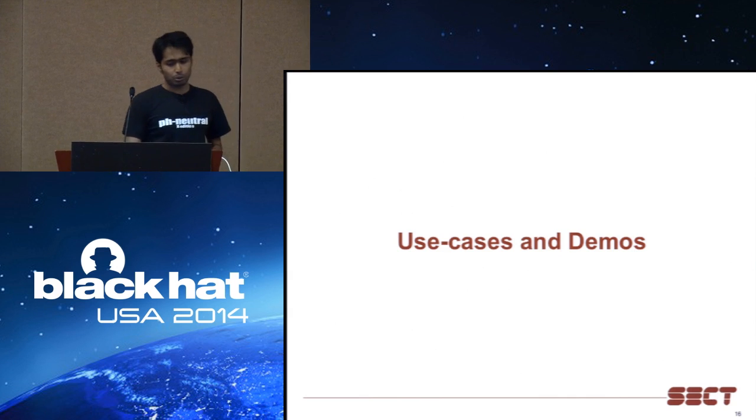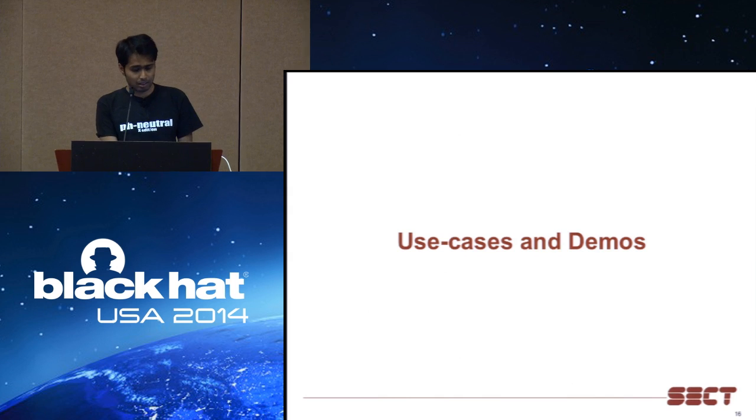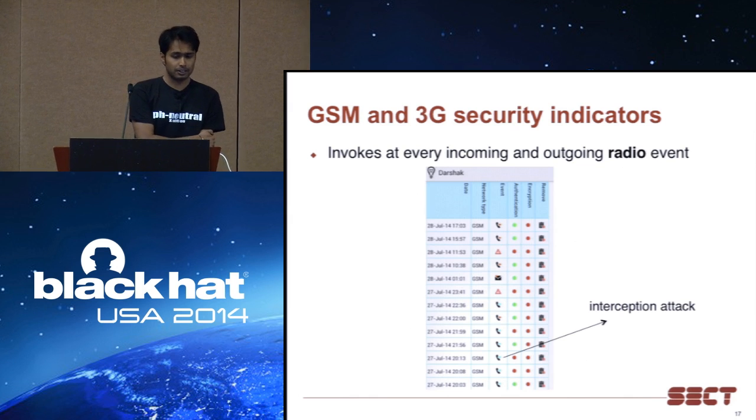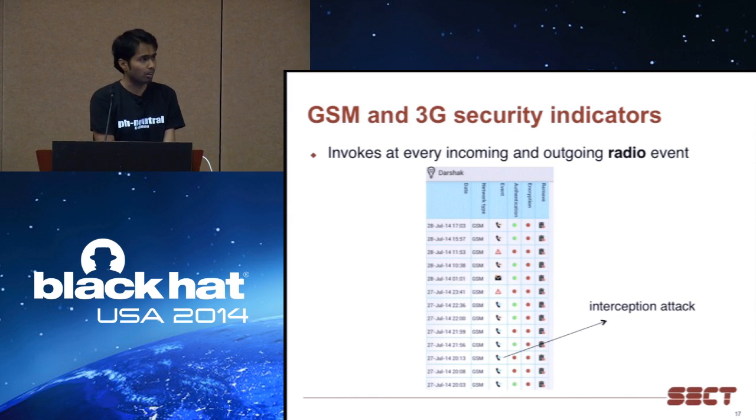So I will show you how this tool works and what things I'm going to capture. The first thing is GSM and 3G security indicators. So every time you make a call after installing this app, like any radio event, radio is pretty essential. I will come back to this point. So you see all the events, like incoming call, outgoing call, SMS. Now you see this point. Actually, these are the logs from Germany. I wanted to create them here, but unfortunately I was not able to show them from US networks.